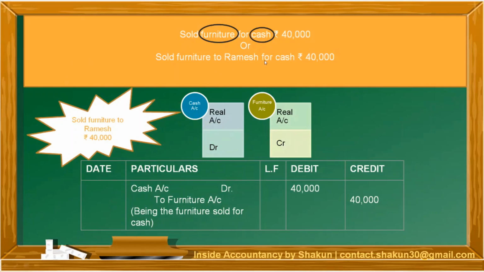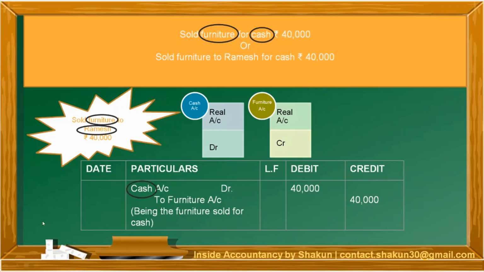Suppose in this transaction it was written "sold furniture to Ramesh 40,000." That is, the difference is that cash is not written. In such a situation, the two accounts which are identified are furniture and Ramesh. Furniture obviously is a real account. It is going out, so it will be credited. But Ramesh is a personal account and Ramesh account will be debited because Ramesh is the receiver.